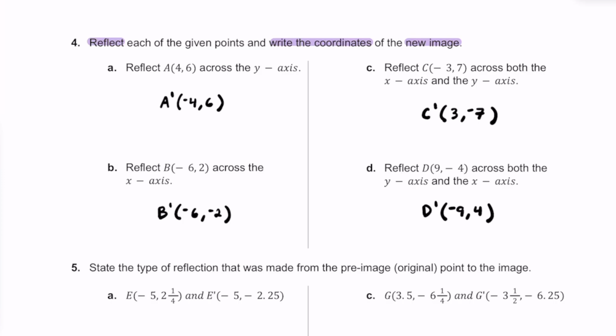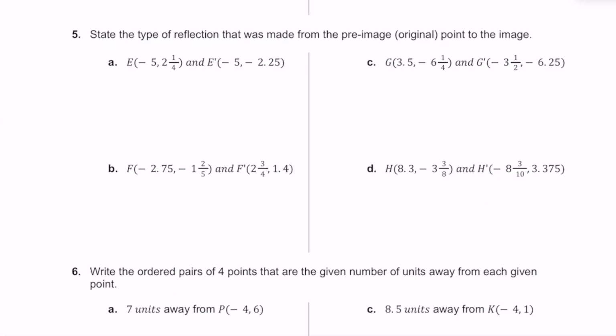All right, so for number 5, we're going to go ahead and state the type of reflection that must have occurred from each of the pre-images to the images. So we have the pre-images, which is the original location of the point, and then we have the image, which is where it's been reflected to. So let's take a look and see if we can identify what type of reflection was made.